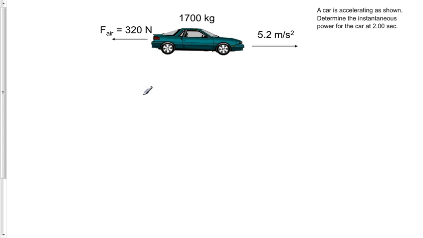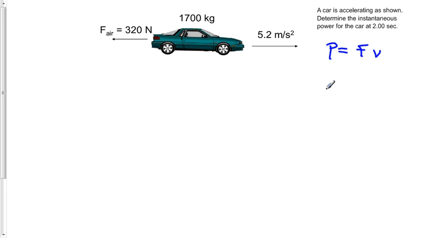Okay, here we have a car accelerating along the horizontal, and our job is to find its instantaneous power at 2 seconds. Now the equation I use for instantaneous power, power is equal to force times the velocity at that instant.